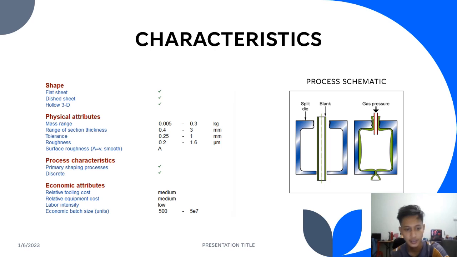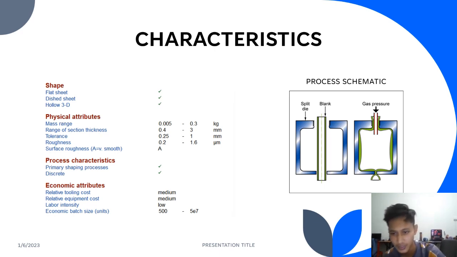Process characteristics have two. The first one is primary shaping processes and then discrete. For economic attributes, relative tooling cost is medium, relative equipment cost is also medium, labor intensity is low, and economic batch size is 500 until 10^7.